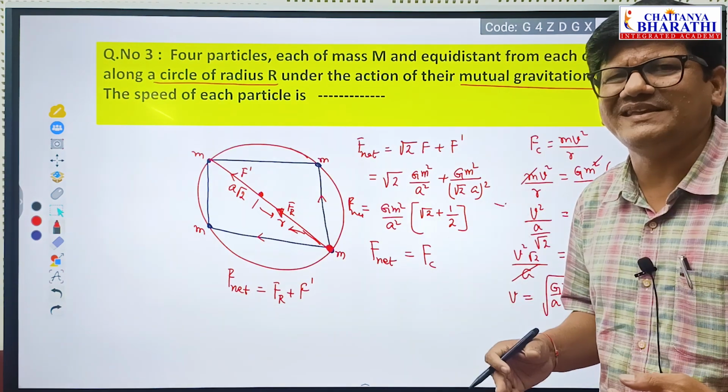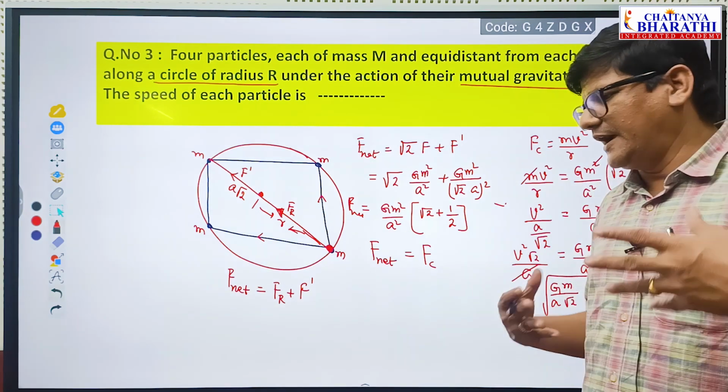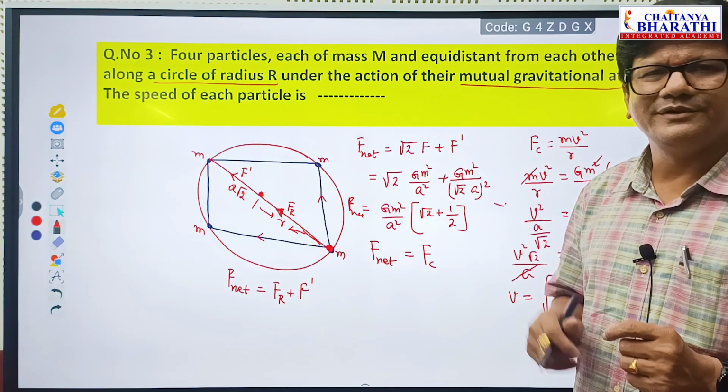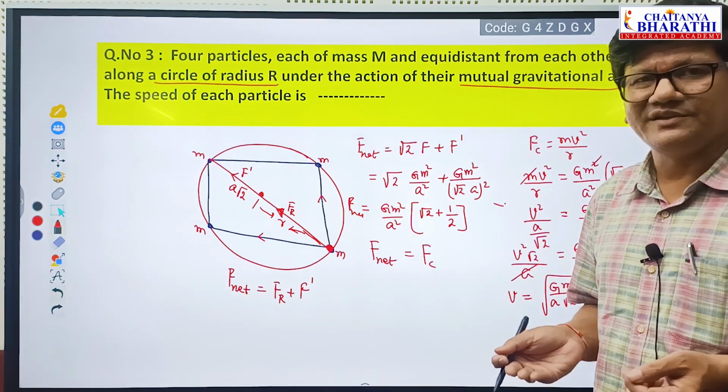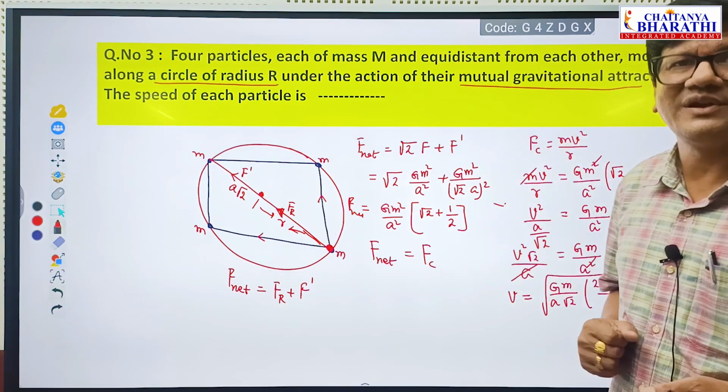Physics is dead easy if you know the concepts. If you don't know the concepts and directly go for solving questions and numericals, it is very difficult, because you should know how to open the question.